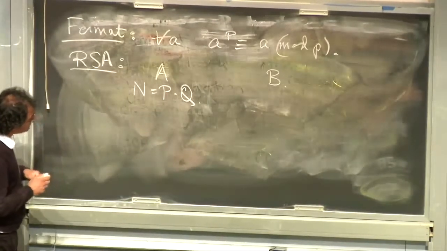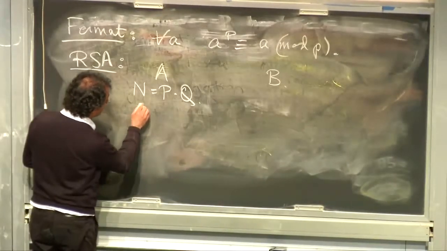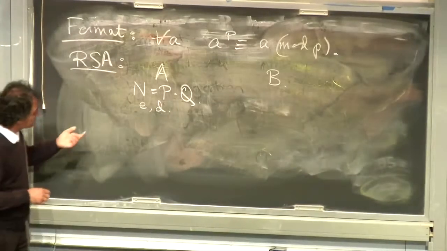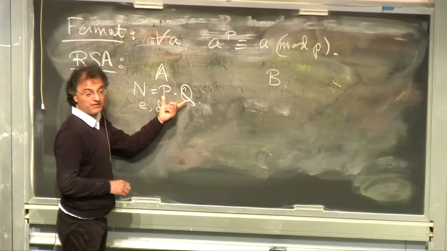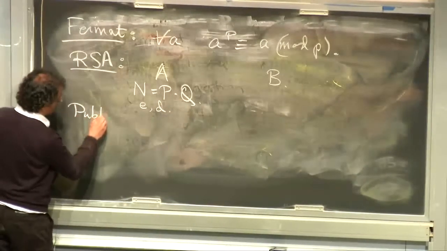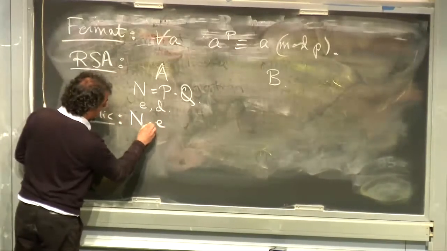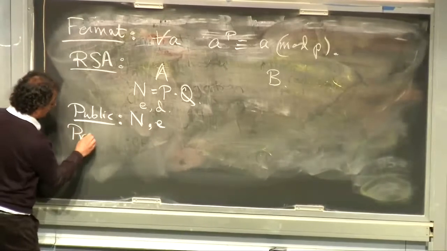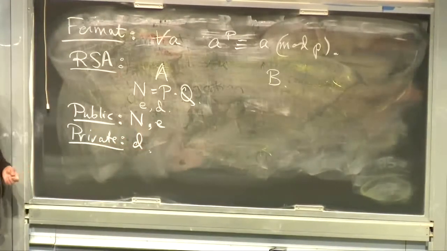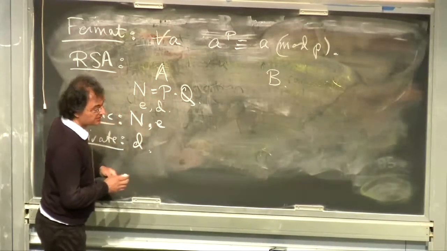And then Alice picked two numbers, E and D, in a certain way. To pick E and D, she had to know the prime factors of n. But then what she publishes is N and E, and what she keeps private is D. Once all this is done, she can throw away the prime factors if she wants.